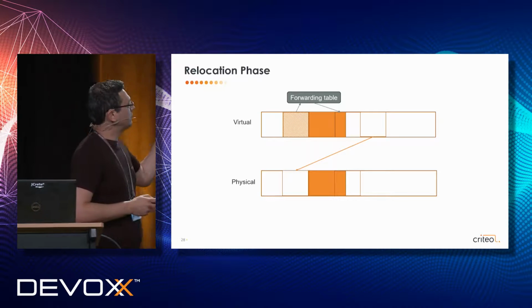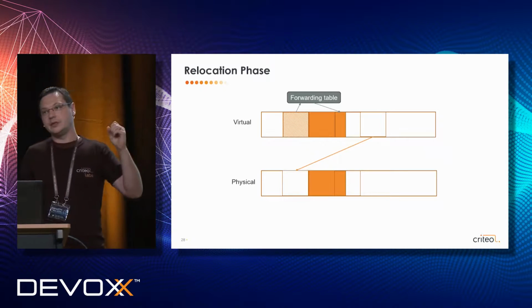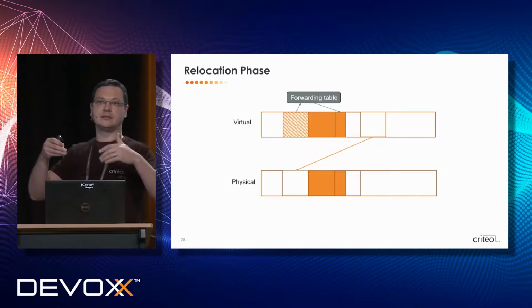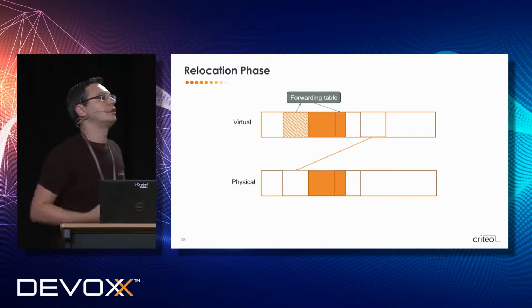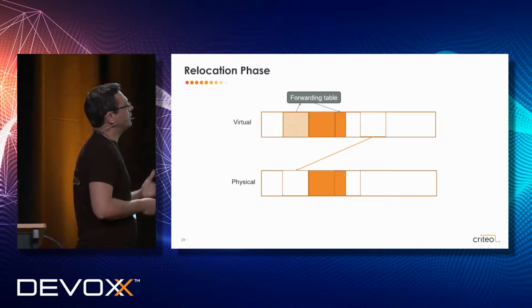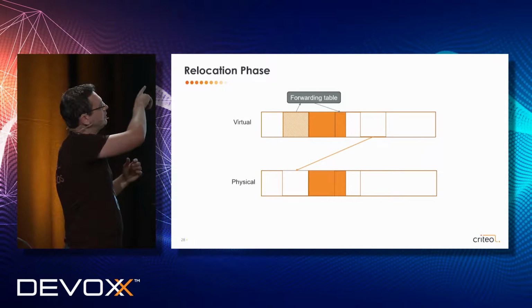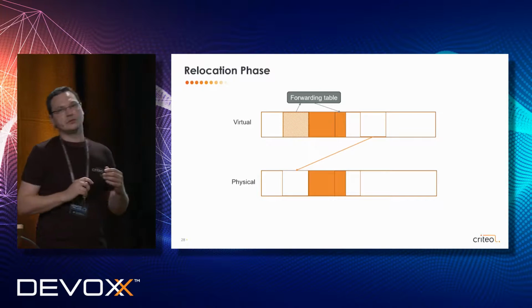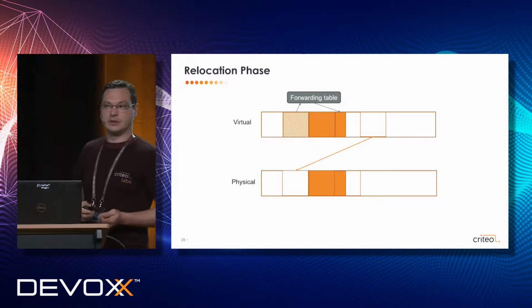As the page is protected, every application thread that tries to access an object inside this page will trigger the trap and then trigger the move of those objects, using the forwarding table to access the new location if needed.